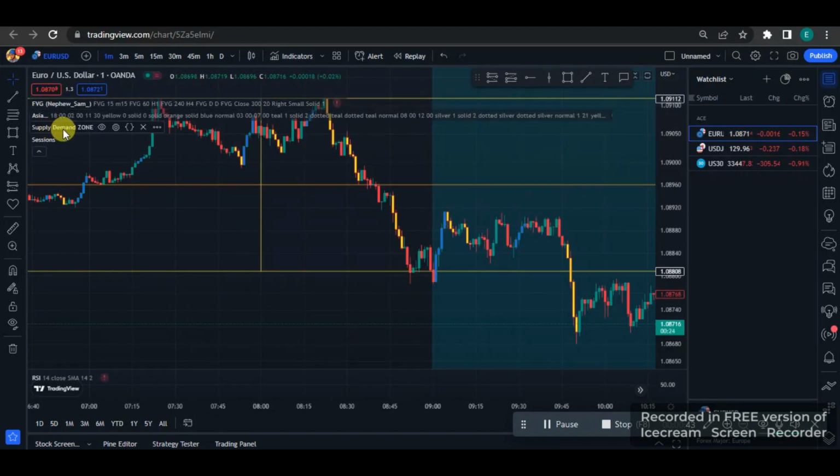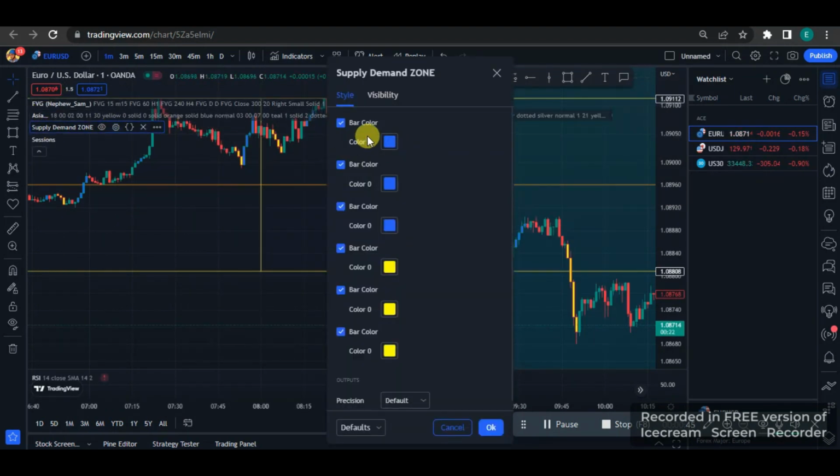Then you do a little bit of tweaking. These blue candlesticks are my bullish candlesticks, my demand zone. When I see consecutive blue candlesticks to the upside, I for sure know that this is my demand zone. And when I see consecutive yellow candlesticks to the downside, I know for sure that this is my supply zone. So blue stands for demand and yellow stands for supply.